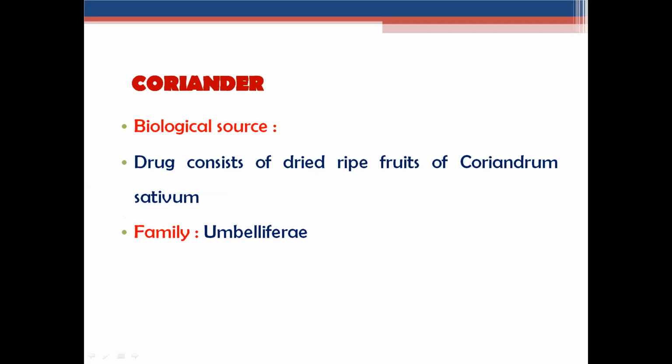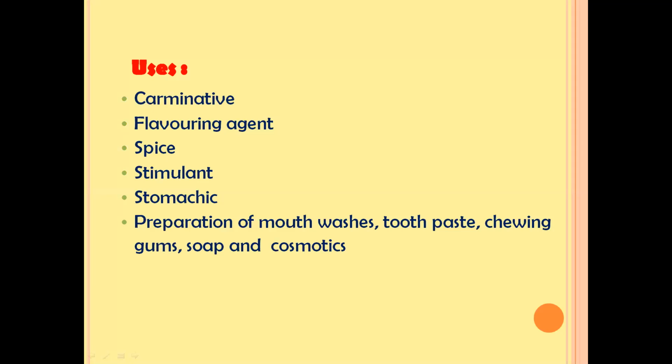Next drug is coriander. It consists of the dried fruits of Coriandrum sativum, which belongs to the family Umbelliferae. Its uses are carminative, flavoring agent, spice, stomachic.